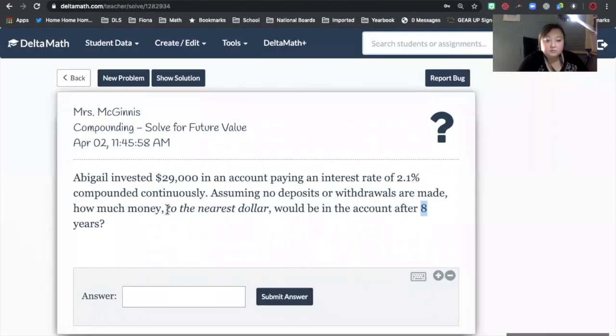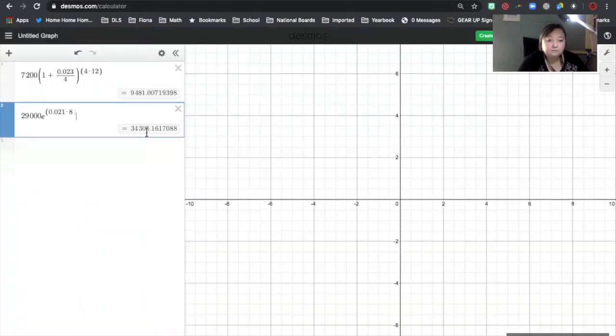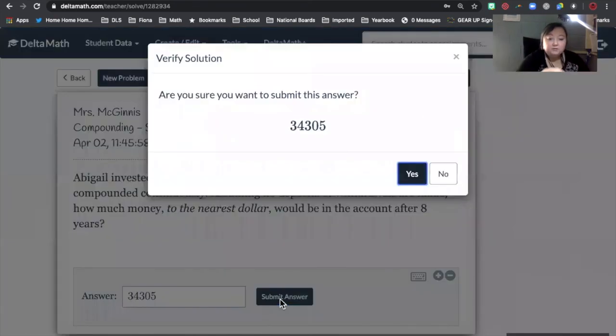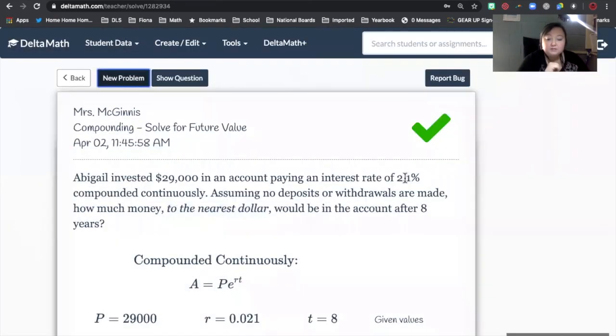So I'm coming back to check. It says round to the nearest dollar. So again, that's a whole number. So 5 is the last part of the whole number, and then the decimal, and then it's 1. So we're going to keep it as a 5. So 34,305. And then when I submit my answer, we're going to see that that is correct. Thank you.